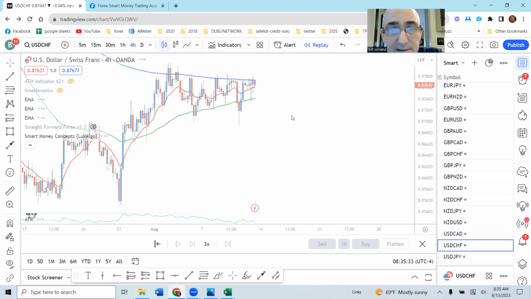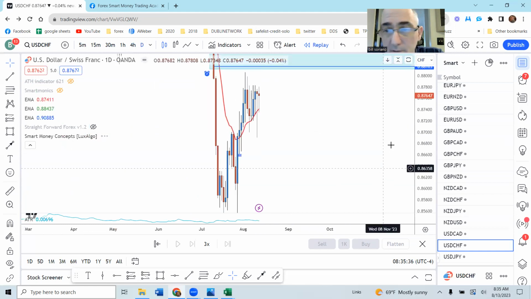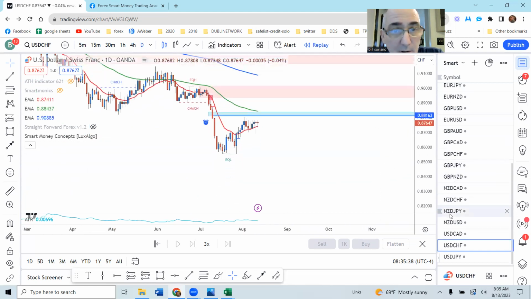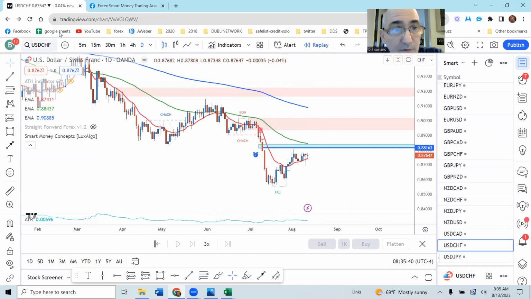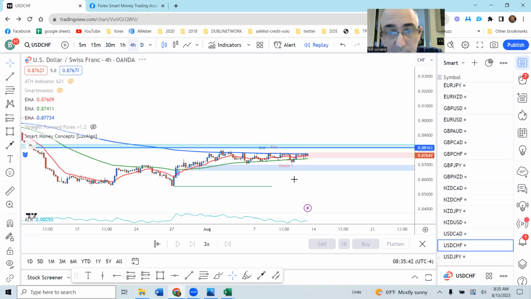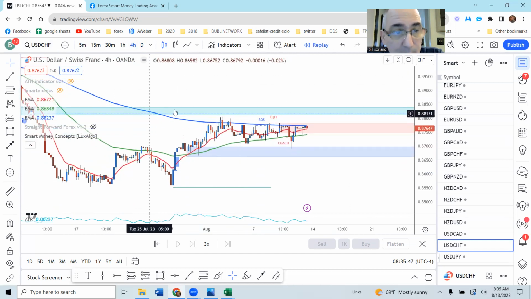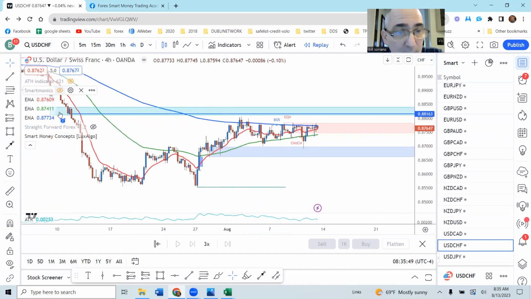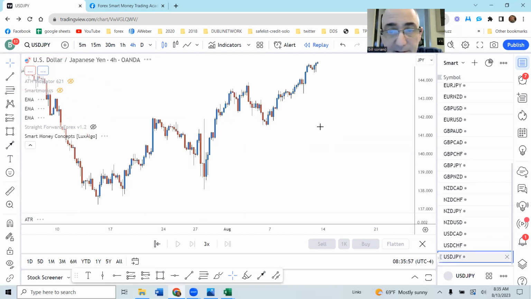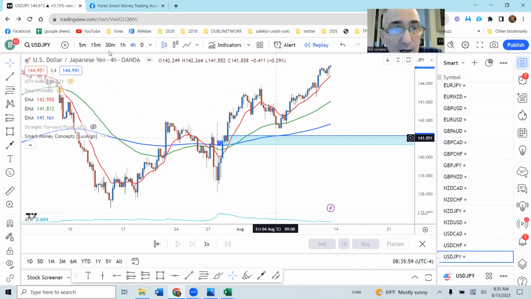Okay, USD CHF. You can see the bearish order flow there clearly, right? It looks like we have an area marked up here on the 4-hour, this area over here, looking for price to hit that area. So we have an alert set on USD CHF, and then the last pair is USD JPY.